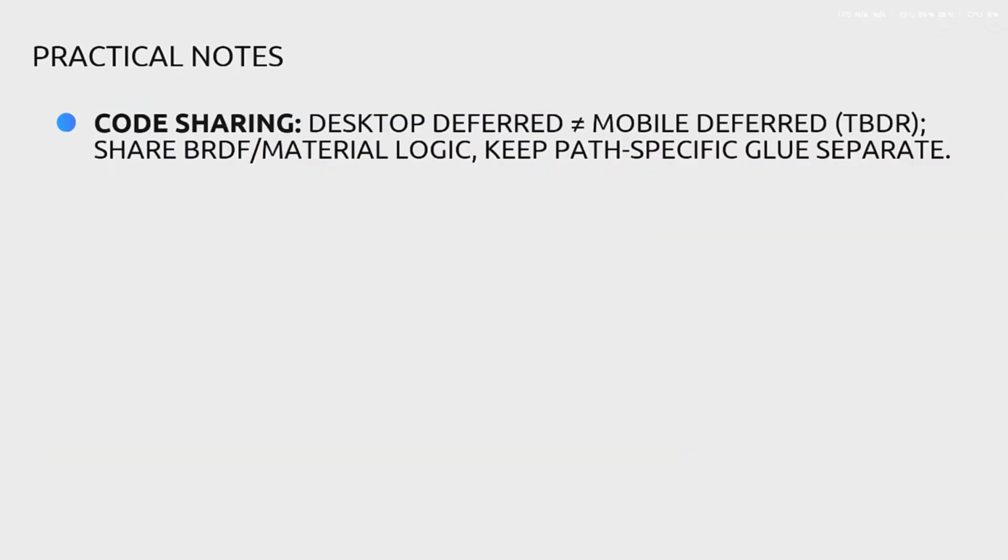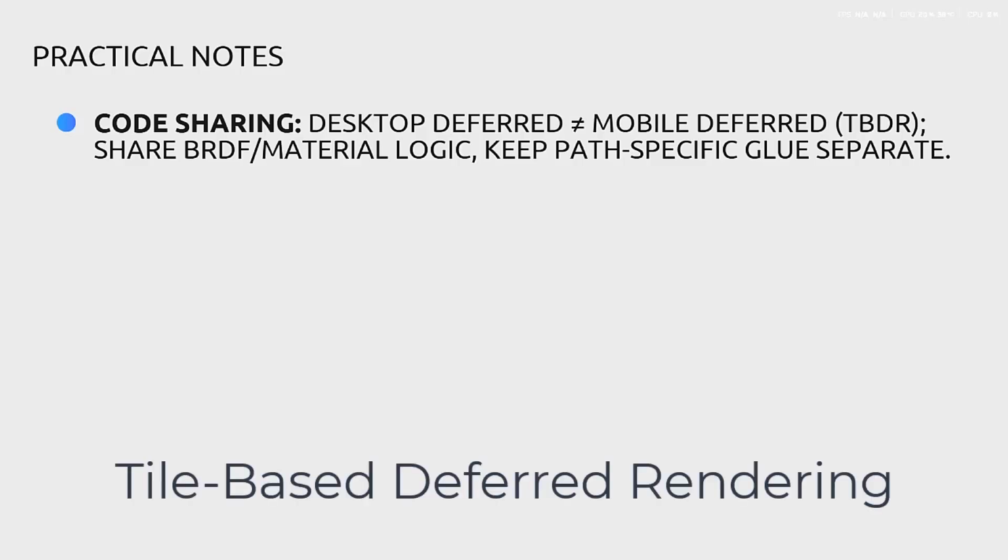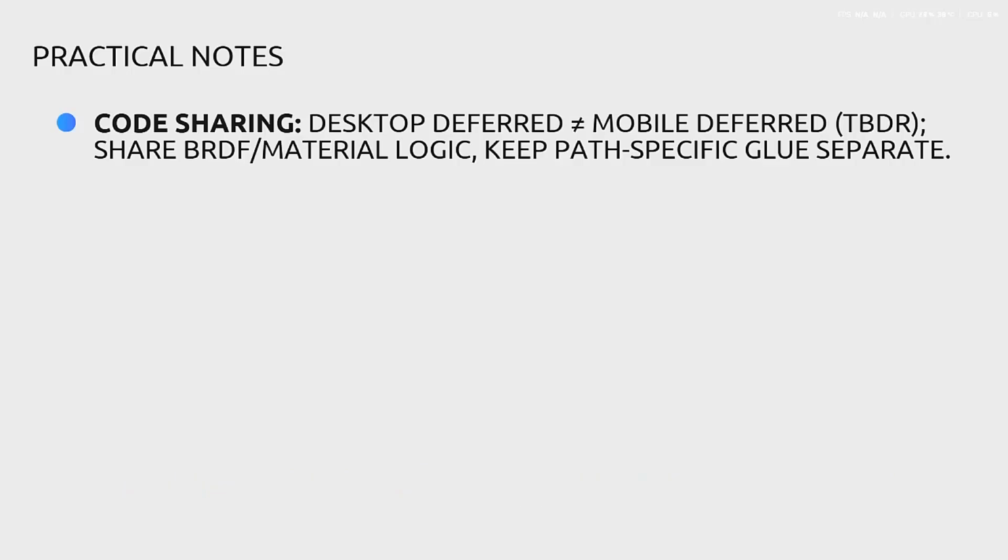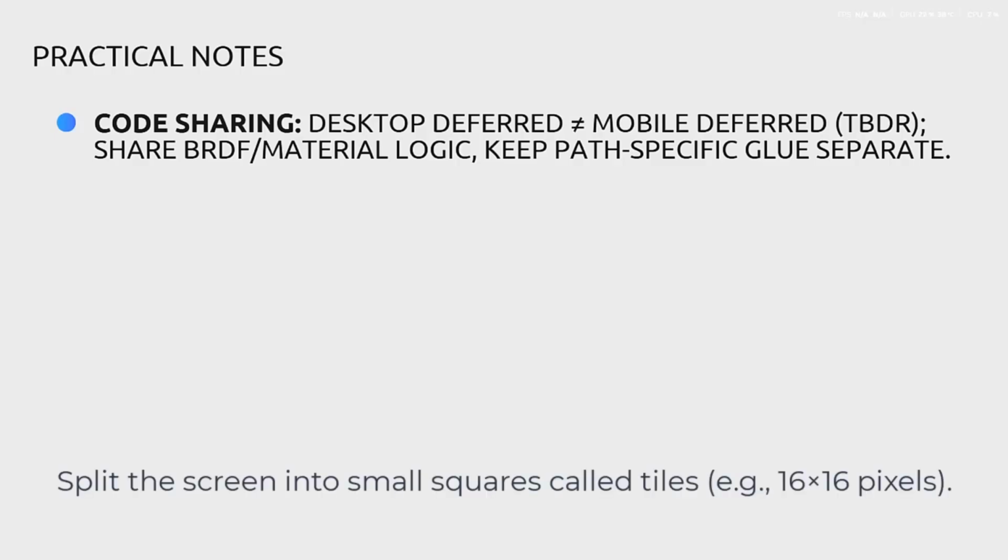Okay, finally, let's talk about some practical notes. Deferred rendering on desktop or PC is different than deferred rendering on mobile. On PC, we use the standard deferred rendering system, but on mobile devices, a different method is used called TBDR, tile-based deferred rendering. In tile-based deferred rendering, instead of creating one very large G-buffer that uses the full screen resolution, which will consume a lot of memory and bandwidth, the mobile system divides the screen into tiles, or let's say small sections. For each tile, a smaller G-buffer is created.